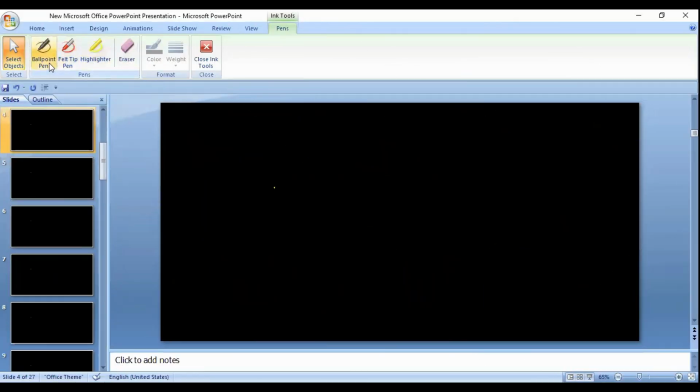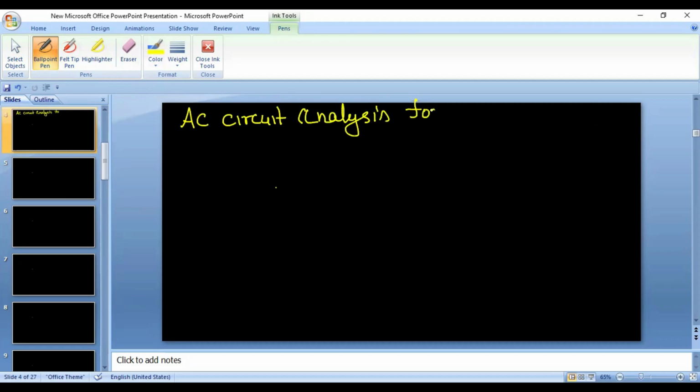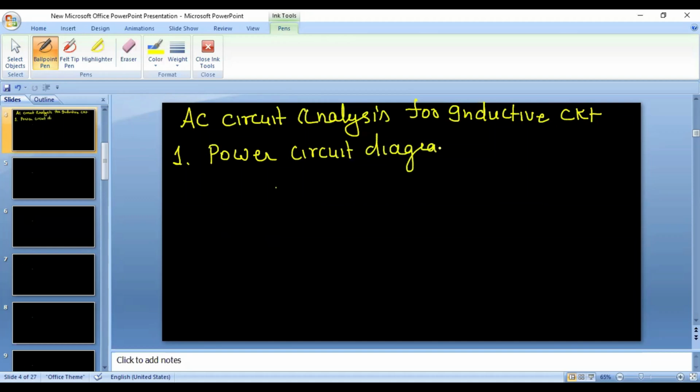My name is Amita, and in this video, I am going to discuss AC circuit analysis for an inductive circuit. Now, what does it mean that the AC source is feeding a pure inductance? So, let us start with its power circuit diagram. If I want to make the power circuit diagram for this, I can make it like this.